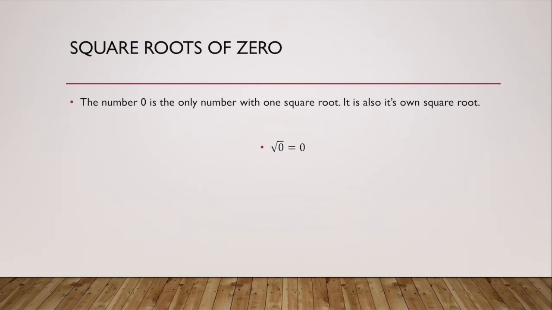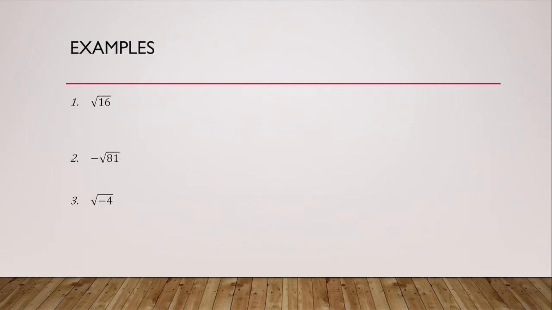It's important to note that the square root of 0 is 0. It only has one square root, its own. So, good to know. The square root of 16, for example, is 4. The negative square root of 81 would be negative 9. And the square root of negative 4 at this moment in time does not exist. This is a complex number.